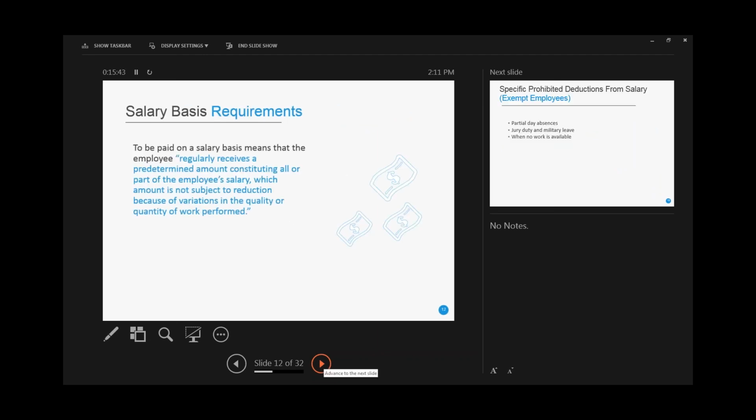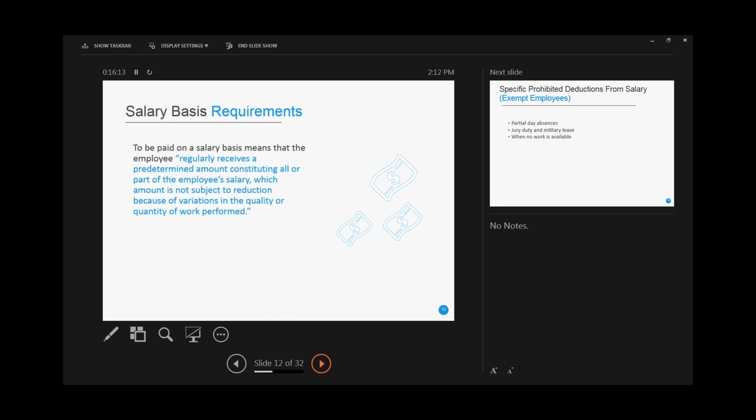So what does salary basis mean? To be paid on a salary basis means that the employee receives a predetermined amount constituting all or part of the employee's salary, which amount is not subject to reduction because of variations in the quality or quantity of work performed. In other words, exempt employees must receive their full salary for any week in which they perform any work without regard to the number of days worked or how well the job was performed, with the following exception.